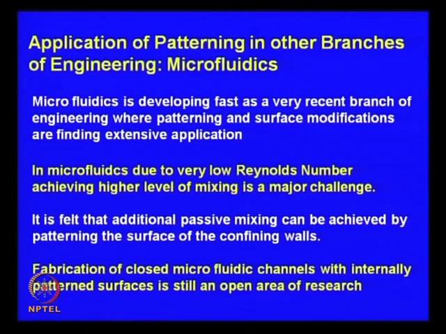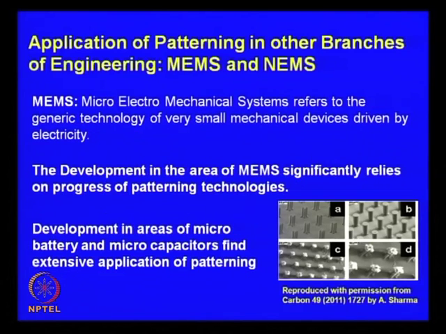Now, to be honest, fabrication of closed microfluidic channels, particularly with circular geometry with internally patterned surfaces, is still an open area of research, and a lot of activity is going on, and which has distinct potential application areas in future. There can be other areas like MEMS, which is the acronym for microelectromechanical system, where one looks at very small components or mechanical devices driven by electricity. Now, of course, one talks about areas like NEMS, which is nano electromechanical system. The progress in the areas of MEMS is also significantly dependent on the progress of patterning technologies.